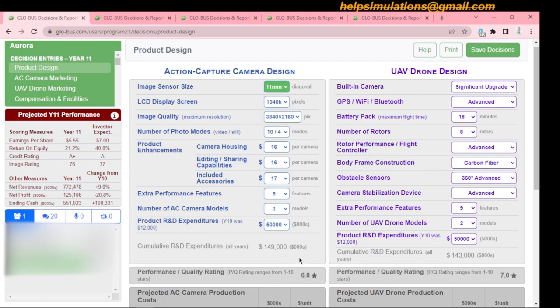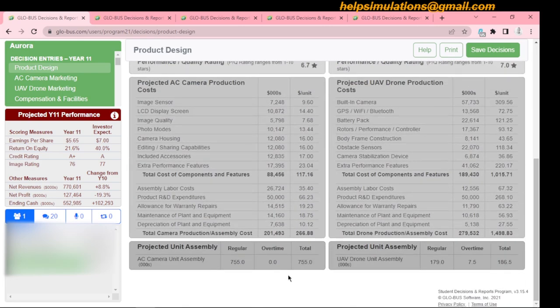Maybe I'll lower this because remember I want a PQ rating of about 6.7. So I'll also come and try lower this. That takes me to 6.7. So I think with those decisions it's fine. I'll maintain a PQ rating of about 6.7. So the total assembly cost 266. I think initially it was about 271.